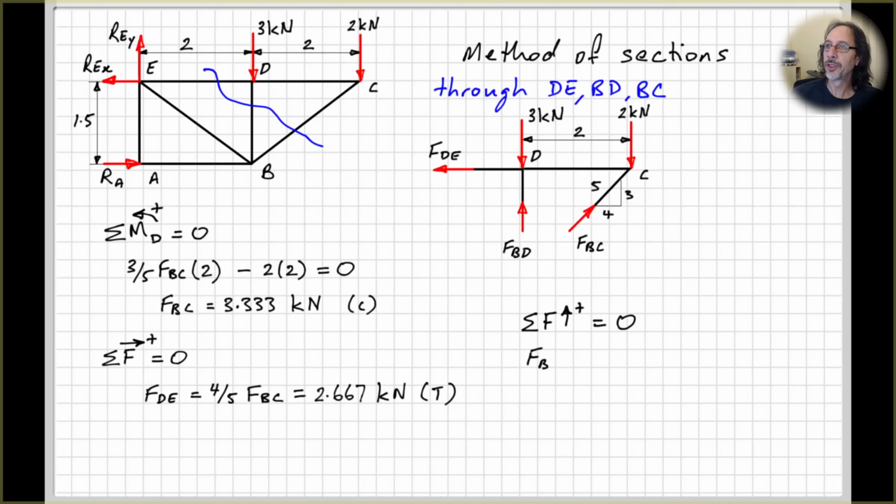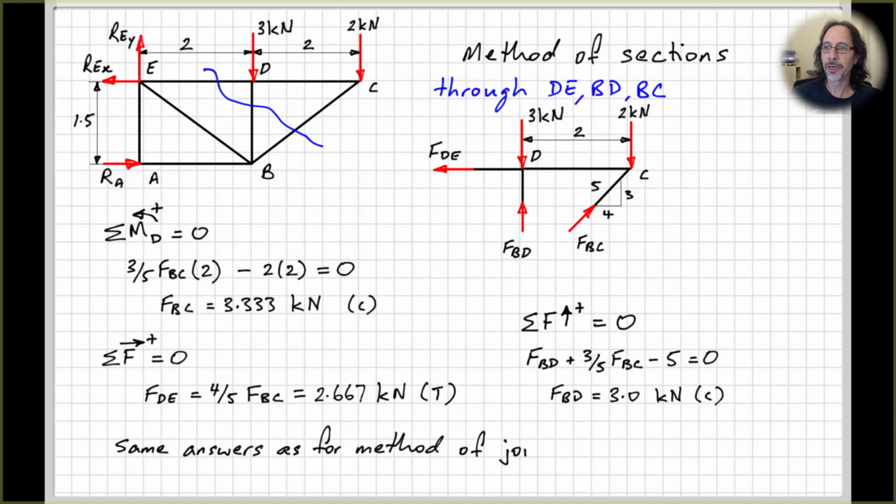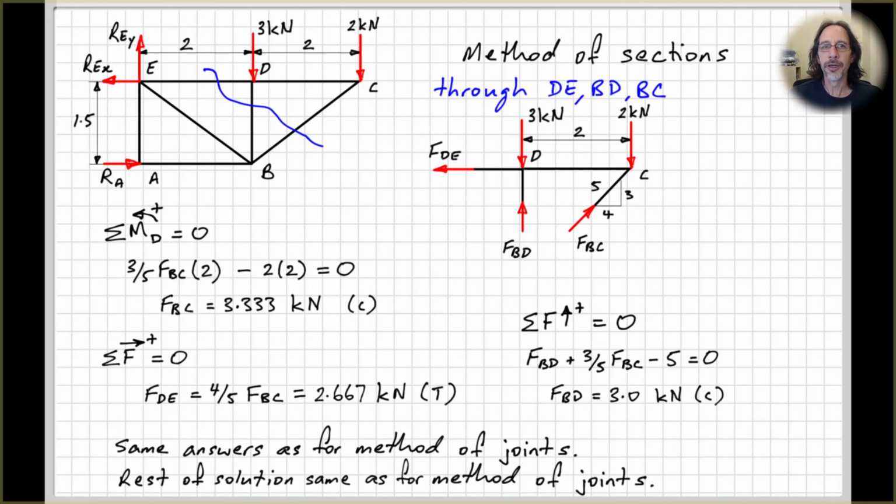Sum of the forces in the vertical direction equals 0. FBD plus the vertical component of FBC minus 5 equals 0. Solve for FBD, and we confirm that because our answer is positive here, when we had our force acting into the member, this is indeed in compression. And all of these answers match those that we had for our previous calculations. And then the rest of the solution is the same as for method of joints. So I'm not going to go through all of that.